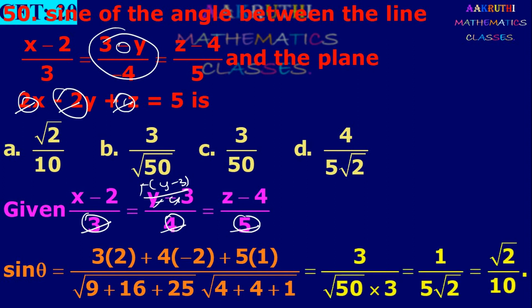So when we simplify, we get 3 by root 50 into 3. Here 3 gets cancelled. So remaining is 1 by root 50, which is equal to 1 by 5 root 2, and again we can simplify this by multiplying by root 2. So we get root 2 by 5 into 2, which is 10. So therefore the answer is root 2 by 10. So which is option A. So here the correct option is option A. That is, sine of the angle between line and plane is root 2 by 10. So which is option A.